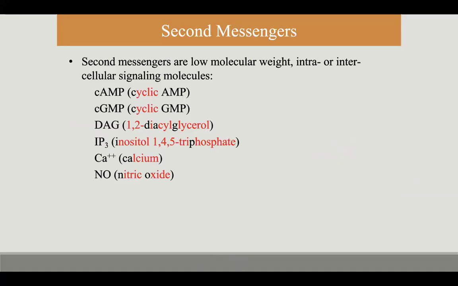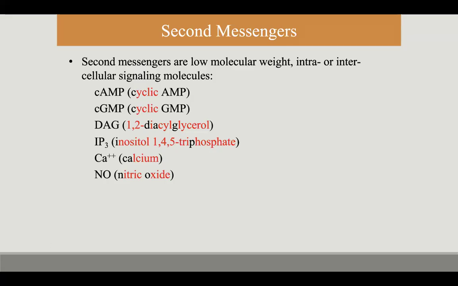So now we're going to talk about secondary messengers. Secondary messengers are low molecular intra or intercellular signaling molecules. Some common examples are cAMP, cGMP, DAG, IP3, calcium, and nitric oxide. They're also part of the signal transduction cascade. The importance of secondary messengers is that they alter the activity of enzymes or other proteins.